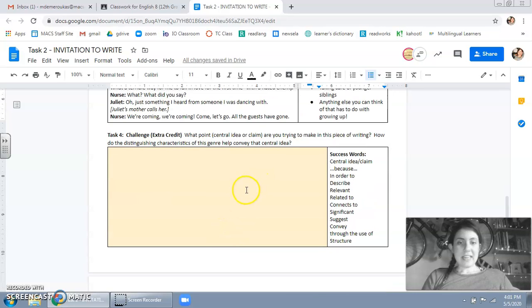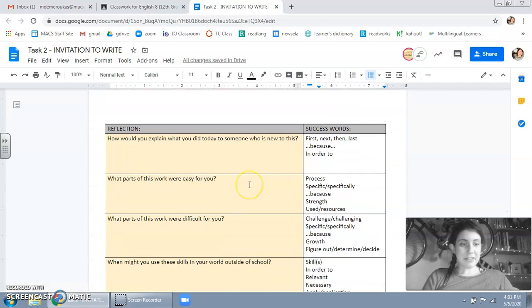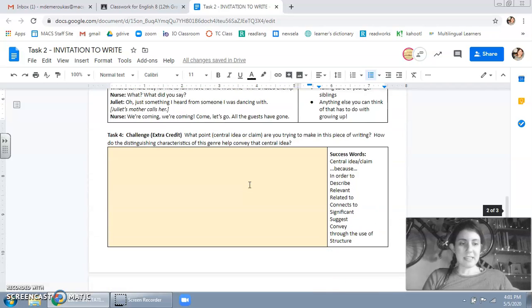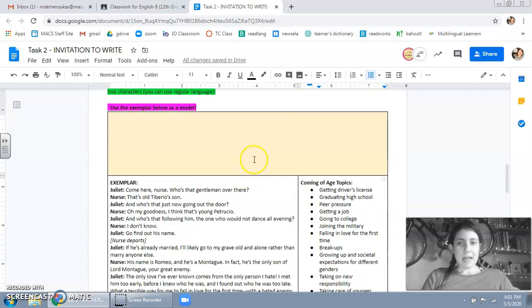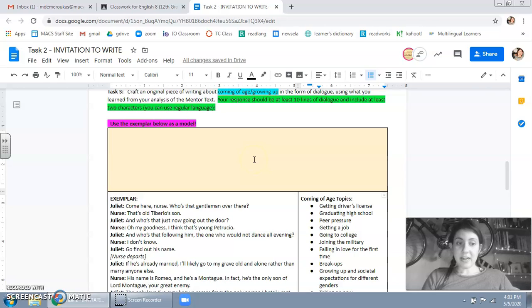Task 4 is basically you explain the central idea, the message of what you wrote, and then the reflection. So I hope it's straightforward. It's just a conversation about growing up. Think about what you did in 10th grade English, and hopefully it's pretty easy.